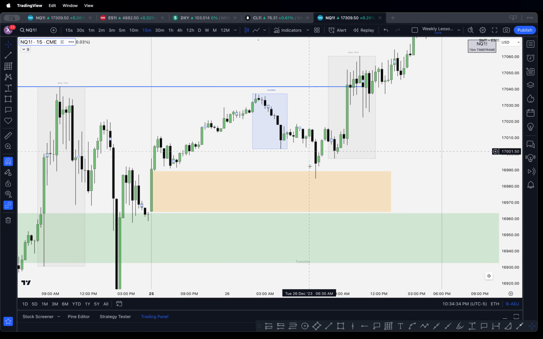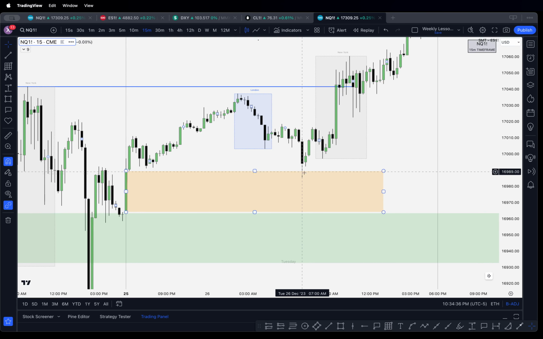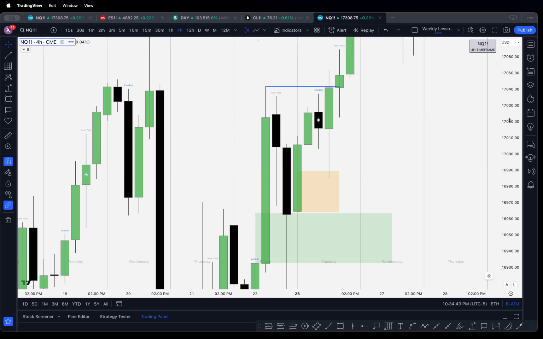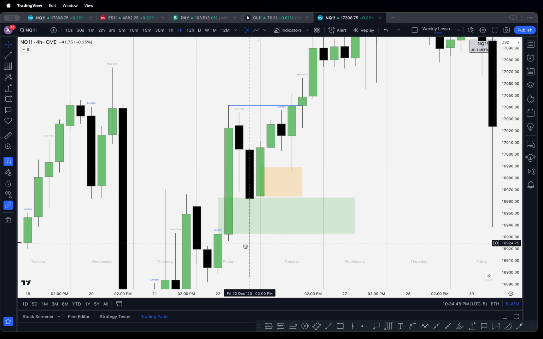So we're gonna wait for New York. There we go. We get New York tagging this 15-minute gap, right? So look at the 4-hour chart again. Essentially, we get New York. We get this 4-hour reaction, and then New York comes back into this 4-hour breaker, or order block rather, or the 15-minute fair value gap.